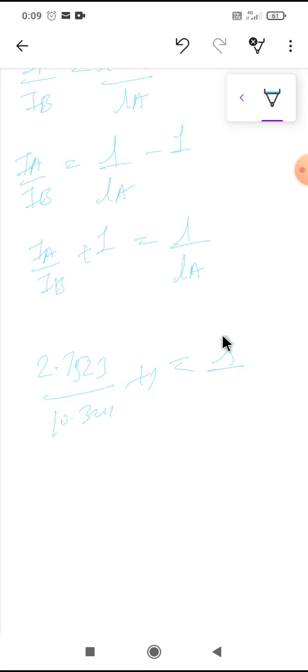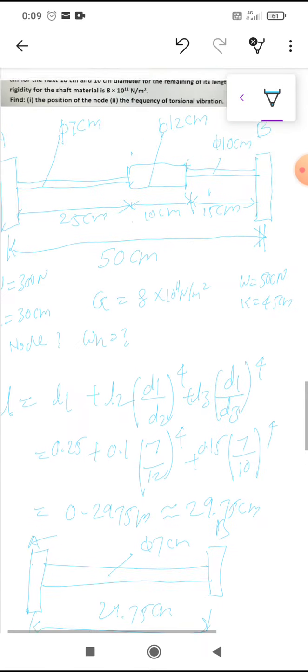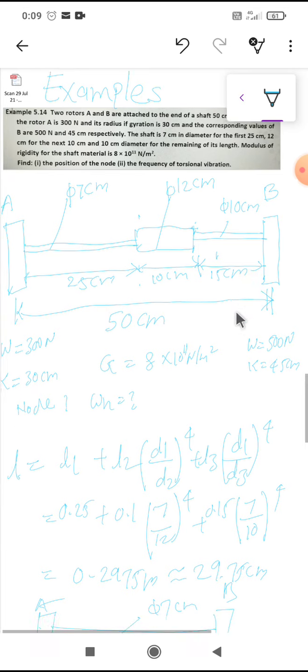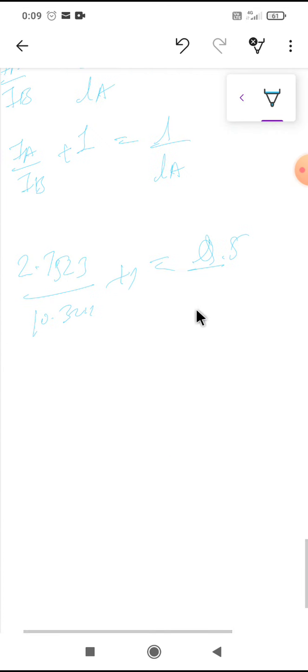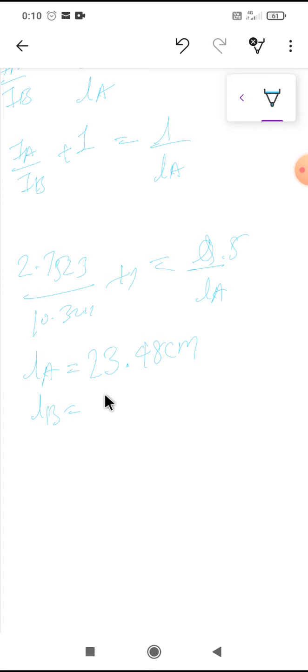But what is L? We know the value of L. The value of L is 0.5, that is, 50 centimeter total length. That is 0.5 divided by LA. So the value of LA will be equal to 23.48 centimeter, and similarly LB will be equal to 6.26 centimeter.